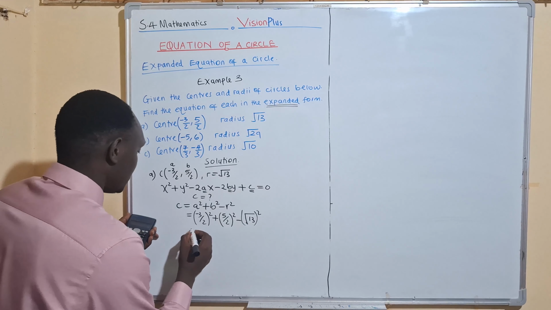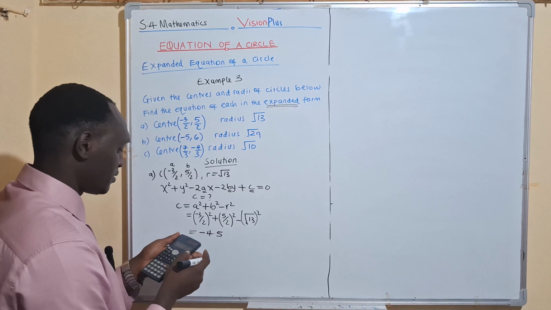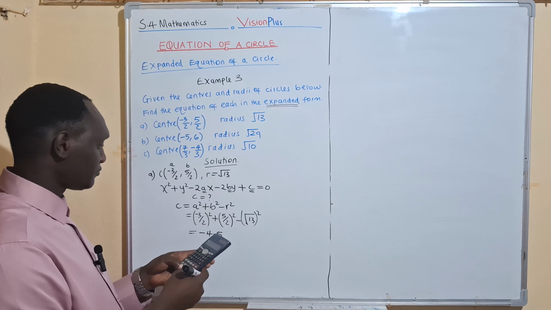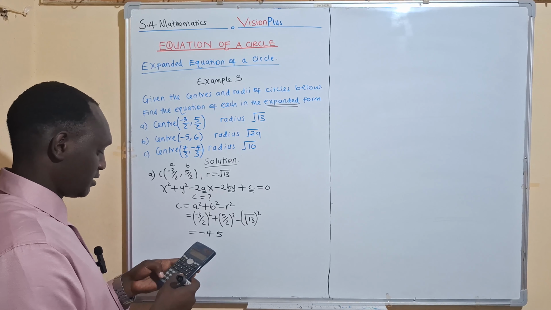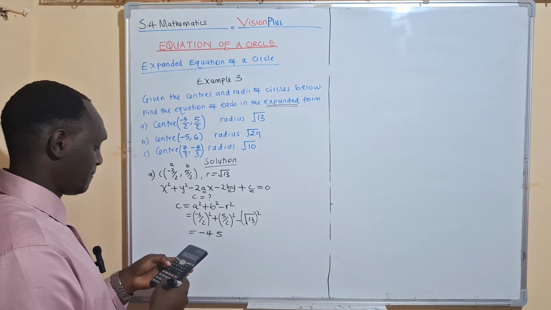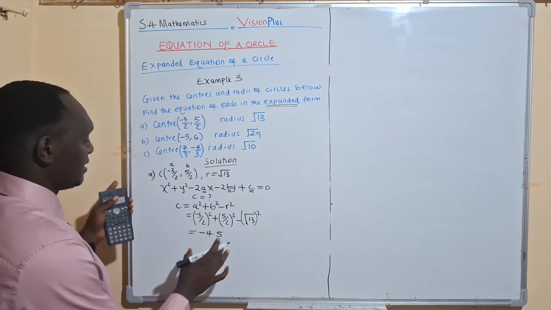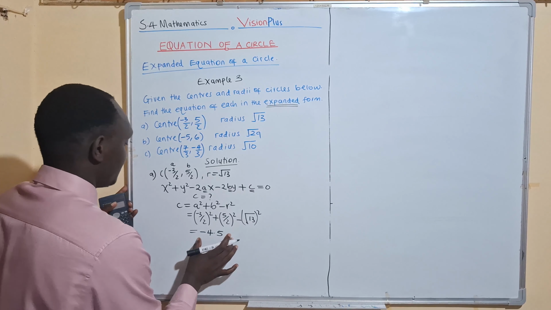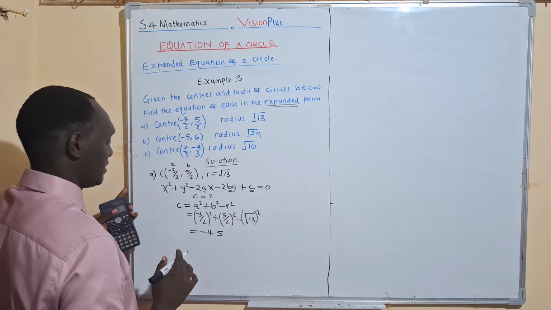I'm getting -4.5. You press twice to prove your answer. 3 divided by 2 squared plus 2.5 squared minus 13. Yes, I'm getting -4.5 as the value of c. Then you come back and substitute for a, b and c.